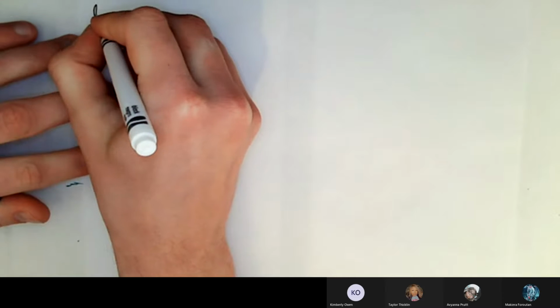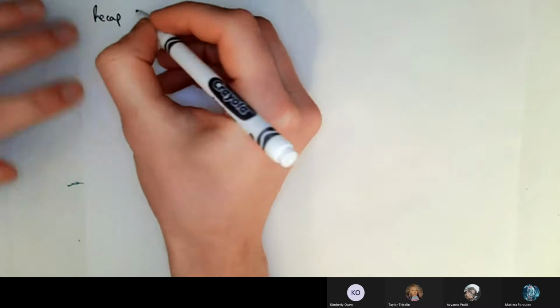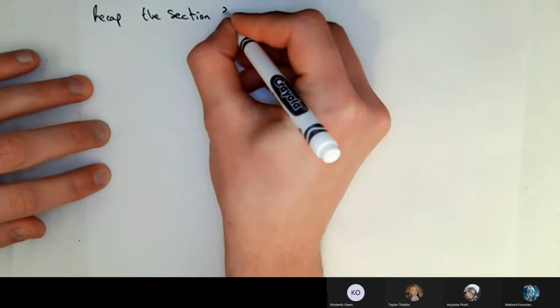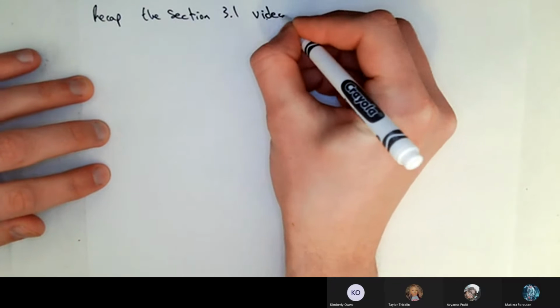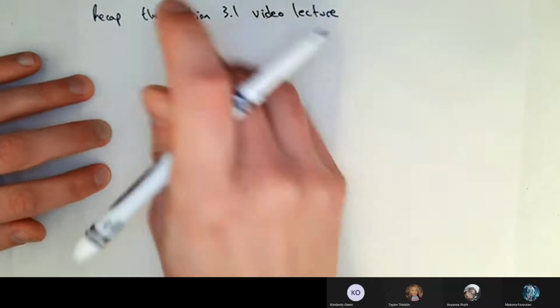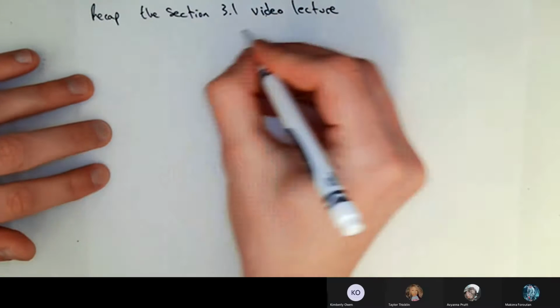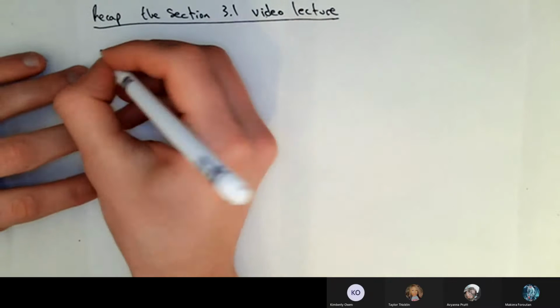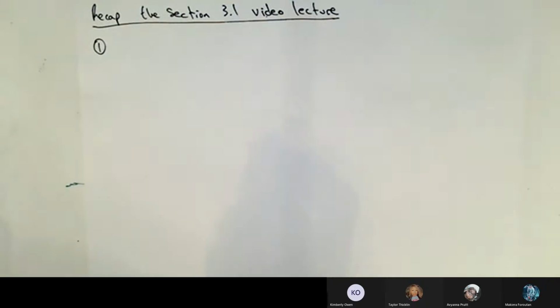So I'd like to recap the section 3.1 video lecture. There's still more to cover in 3.1, believe it or not, but I've done the brunt of the work in that video. So, with some examples here. I don't want to number them as official examples because that's going to come when I start the new stuff. So I'll just number this number 1.